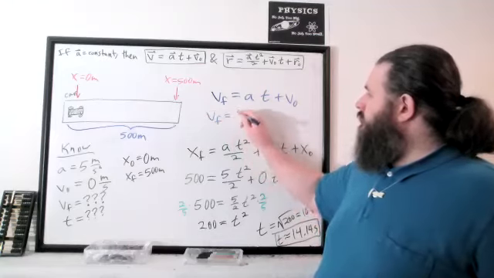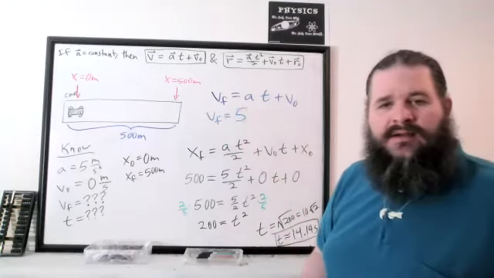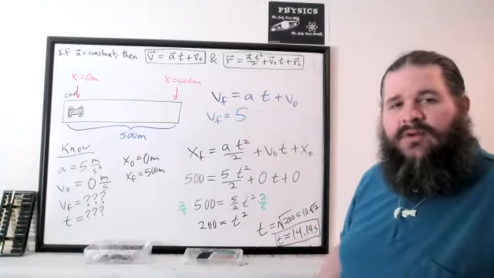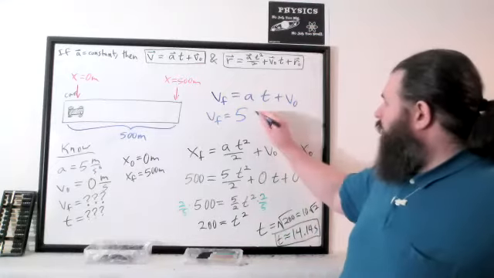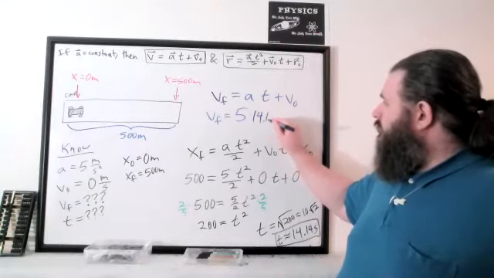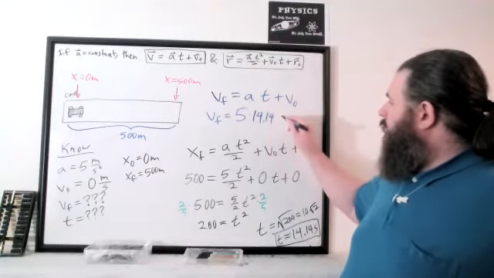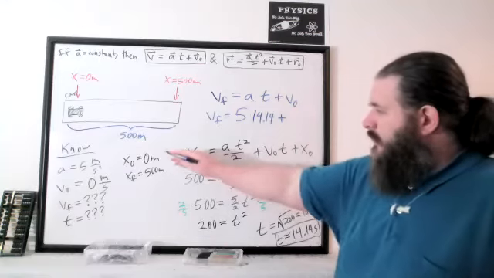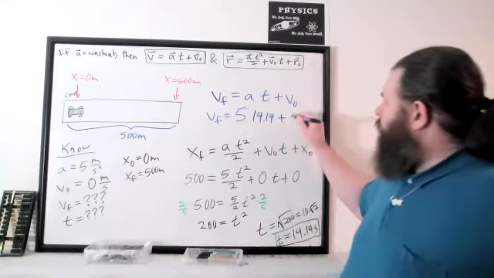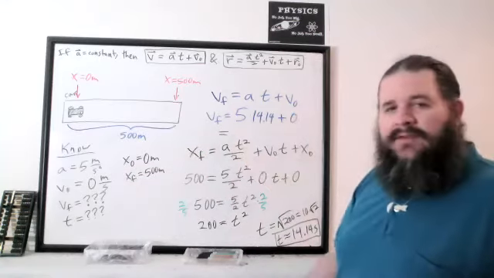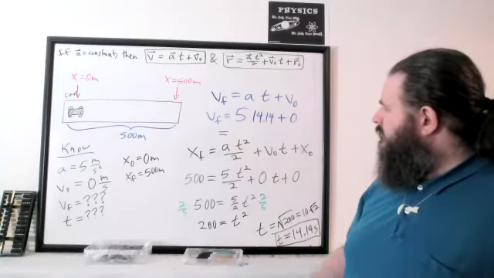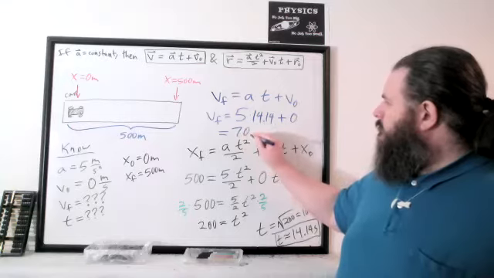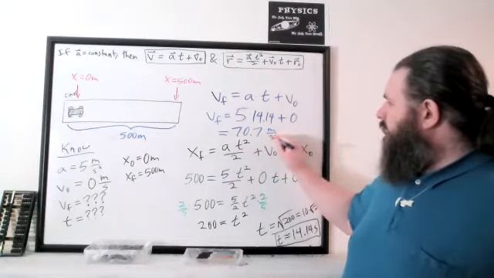We know the acceleration was 5 meters per second squared. Again, everything's in meters per second, so I'm not going to worry about the units for now. Time we now know is 14.14 seconds. That's the time it crosses the finish line. Plus starting velocity was 0. So 5 times 14.14 would be 70.7 meters per second.